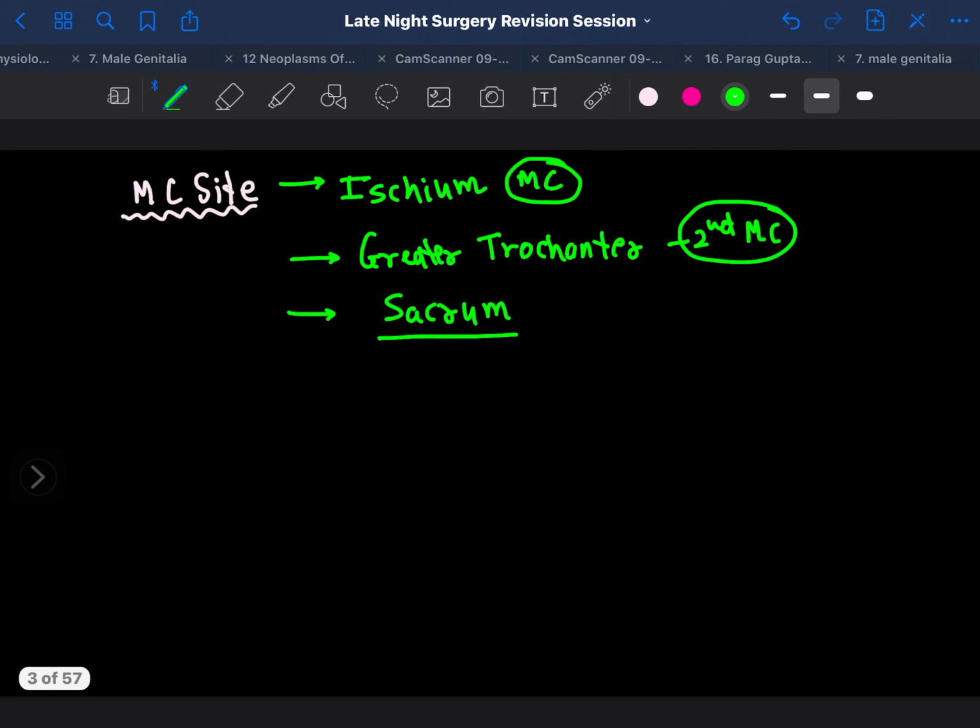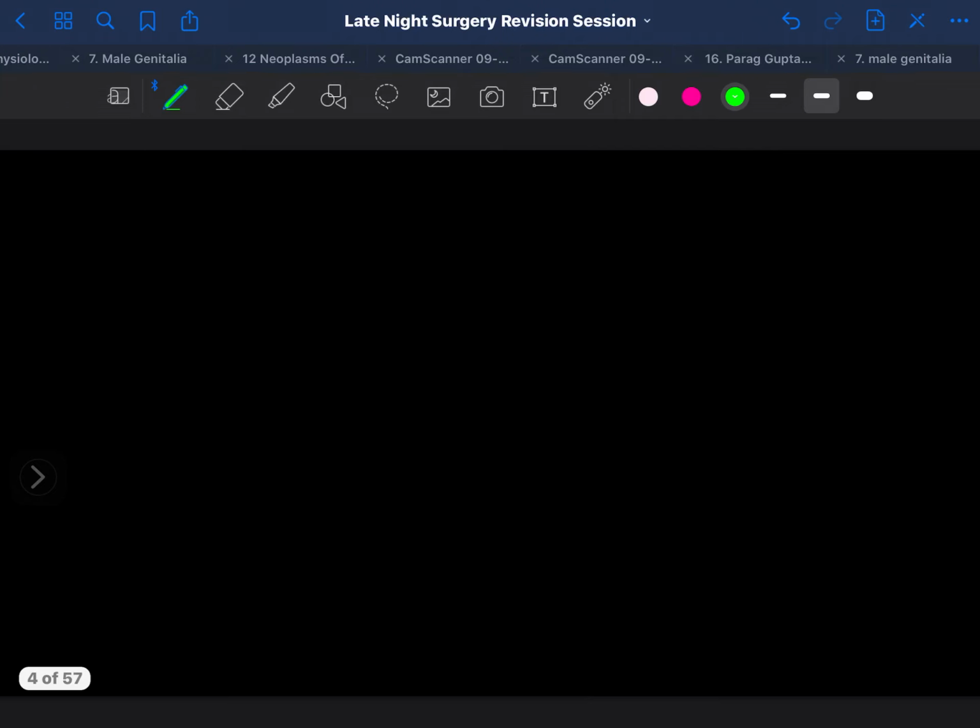Right. Now let us also understand the classification of a bedsore. You can classify the bedsore into class 1, 2, 3 and 4. So let us understand the classification of bedsore.